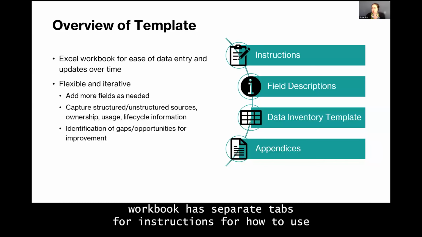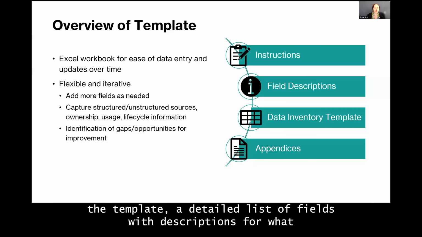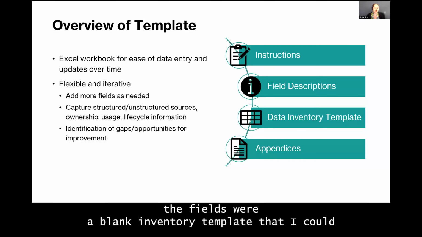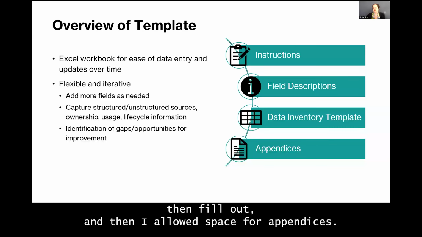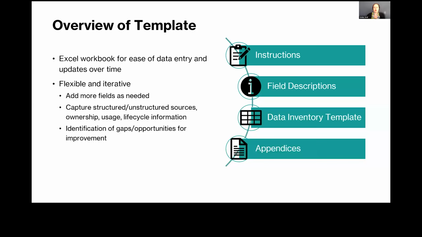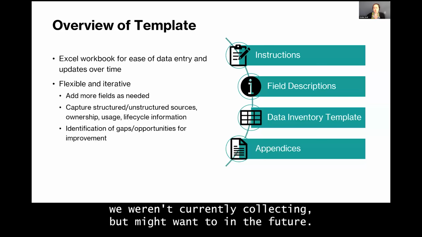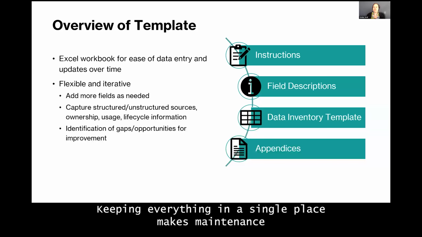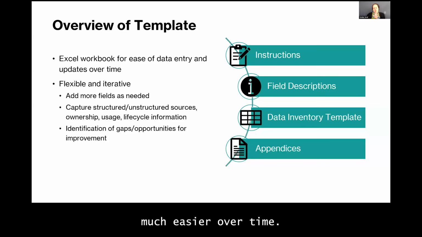So the actual Excel workbook then had separate tabs for instructions for how to use the template, a detailed list of fields with descriptions for what the fields were, then a blank inventory template that I could then fill out. And then I allowed space for appendices. For example, I started keeping a running list of data that I knew we weren't currently collecting, but might want to in the future. So keeping everything in a single place makes maintenance much easier over time.